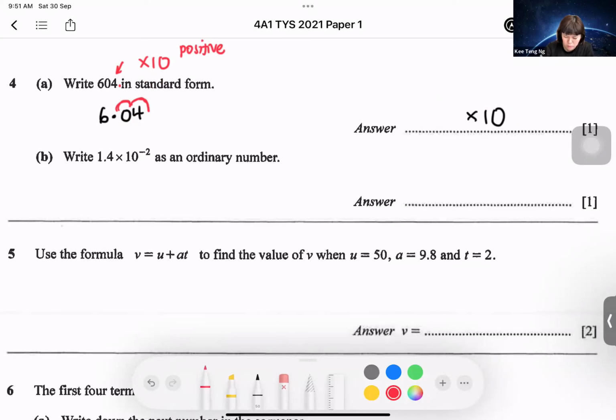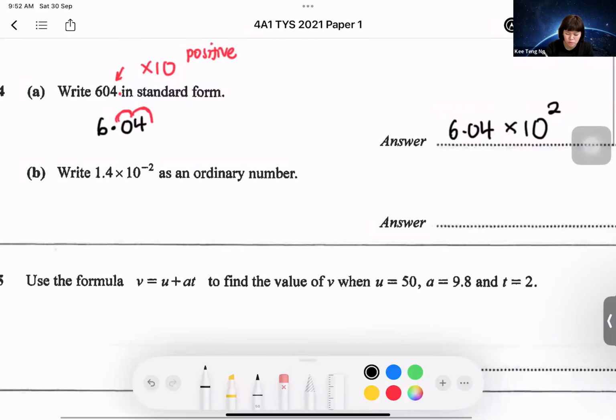Right, so this number will be 6.04 times 10 to the power of positive 2. First I must decide where to change the decimal place to make it a number bigger than 1, smaller than 10. Then I think, this is a larger number, larger than 1, so the power of 10 will be positive. But how many times do I need to shift the decimal place? I shift it 2 times, so it will be 10 to the power 2.